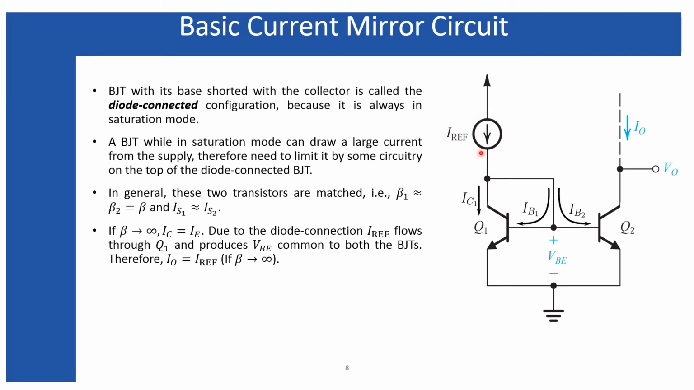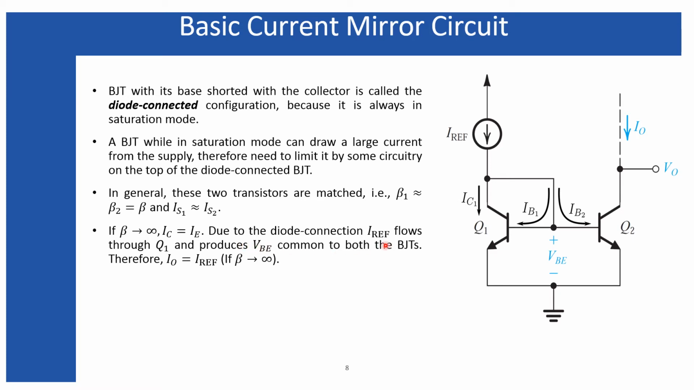So by limiting that current, we can define the reference current Iref. Here I have defined it. Now in this case also, the transistors Q1 and Q2 must be matched transistors. So we can assume that beta 1 and beta 2 are approximately equal to beta, and their reverse saturation currents are also equal to each other. Now if beta is infinite, then the collector current of transistor Q1 will be equal to the emitter current of Q1, and similarly the collector current of Q2 will be equal to the emitter current of transistor Q2.